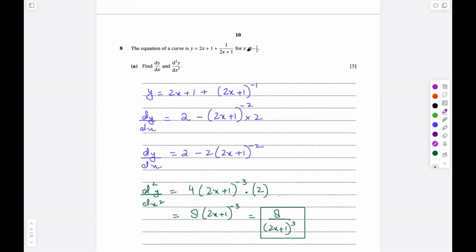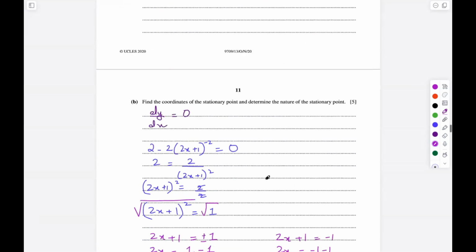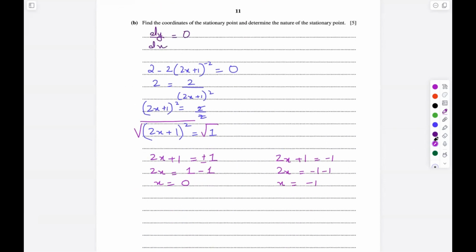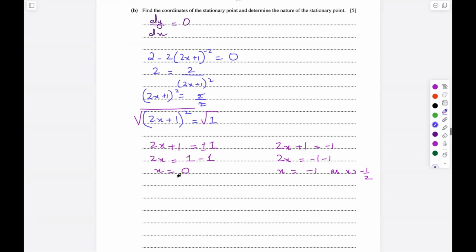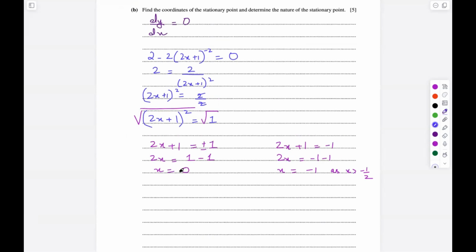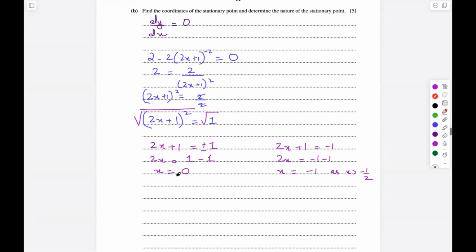Now over here, as it said that x has to be greater than minus 1 upon 2, it means that we will not be able to take this value of x, which is minus 1, as minus 1 is less than minus 1 upon 2. Now once we have the value of x, as we have to find the coordinates, we can find the y value as well by substituting this value of x in the equation of the curve.